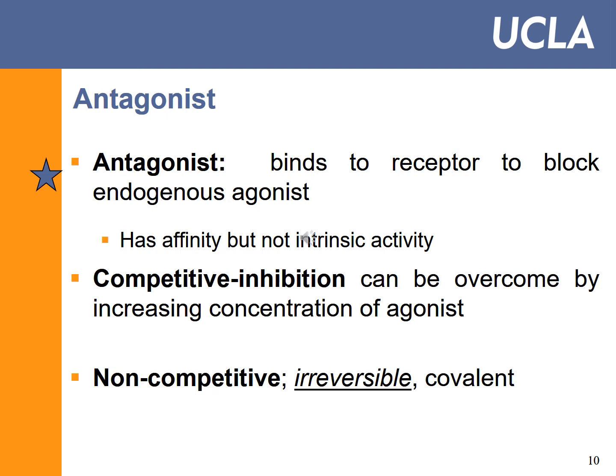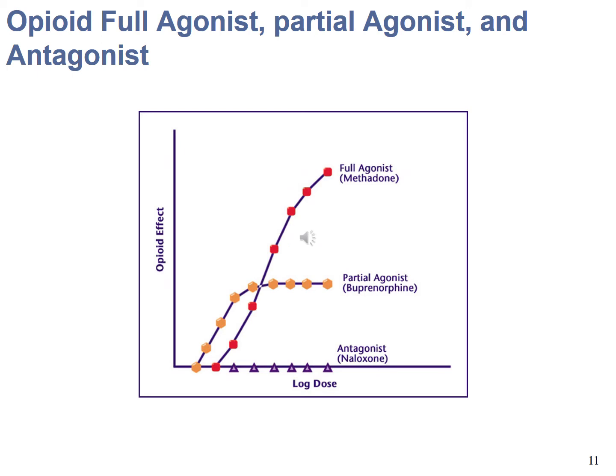And now there are two more concepts, which are competitive inhibition and non-competitive inhibition. So the competitive inhibition can be overcome by increasing the concentration of agonist. And the non-competitive inhibition is irreversible and covalent, so you cannot overcome the inhibition by increasing the concentration of the agonist. And let me explain this on the next slide. So here you have an example of a full agonist, partial agonist, and antagonist.